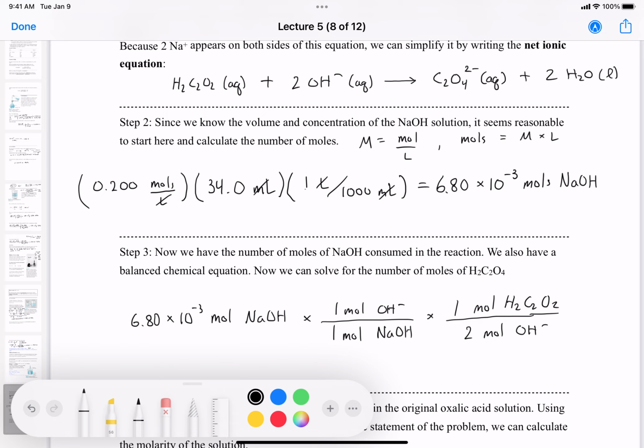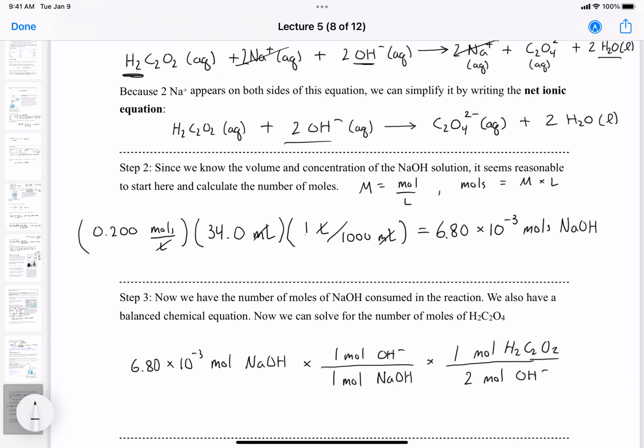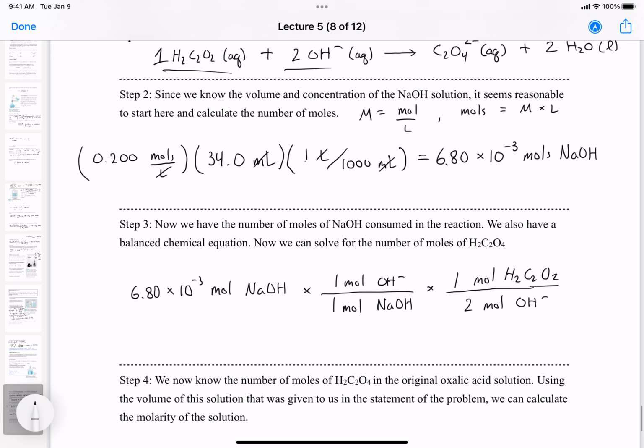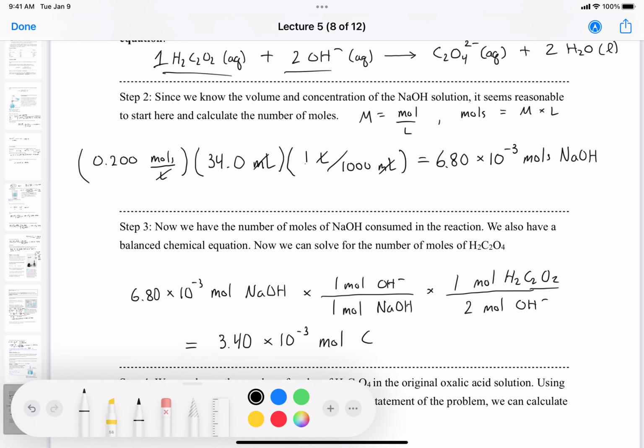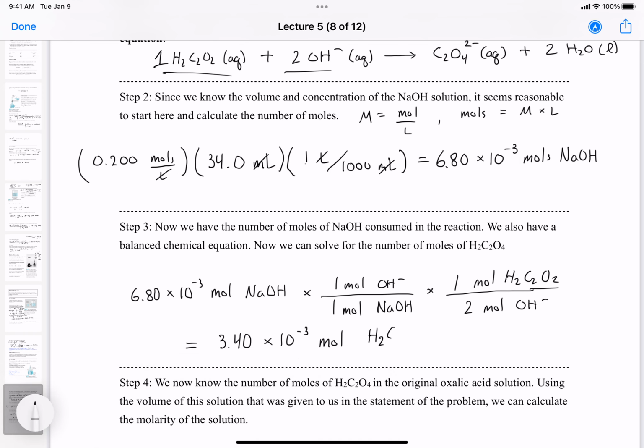If anyone's confused about that, let's just look back up here at our chemical equation. 2 moles of hydroxide will react for every 1 mole of oxalic acid. So there's an imaginary 1 here. And then if we solve this equation, we will get 3.40 times 10 to the negative 3 mole H2C2O4. Okay, so moles of sodium hydroxide cancel out, moles of hydroxide cancel out, and we get moles of oxalic acid at the end here.